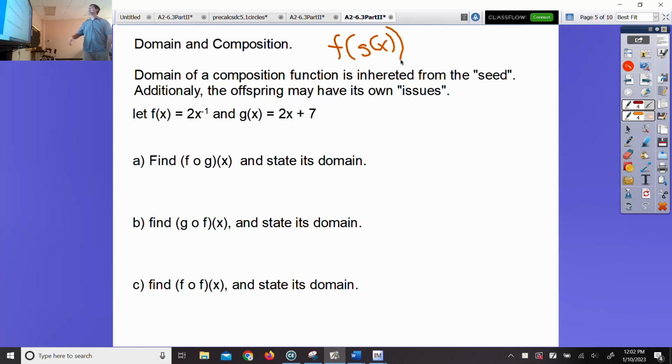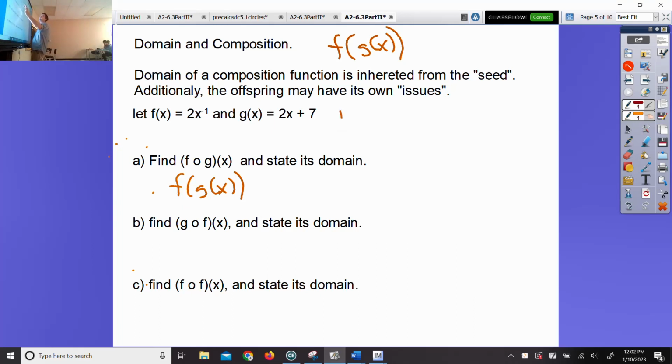Anyways, that's inherited. Domain is always inherited from the seed, which hopefully will make sense when I do A and C. See, you don't read that "fog X." How do you read that? F of G of X. And I would suggest you rewrite it F parentheses G parentheses X. If you rewrite it like that, it makes it more clear which one's the seed. Is it seed F or is it seed G? G. It's literally being inserted.